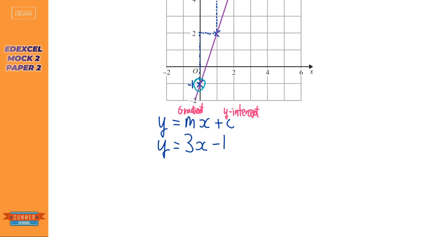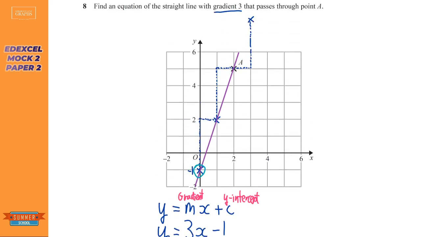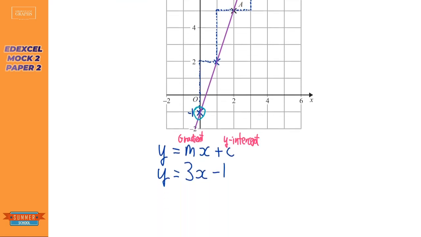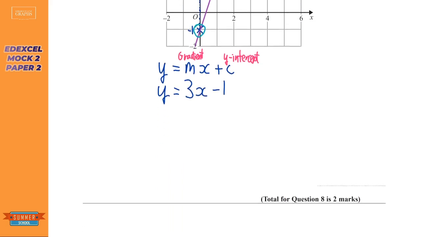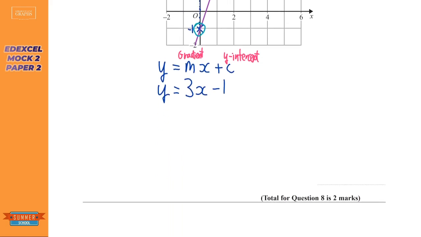So make sure when the question asks you for an equation, always make sure that you write an equation, not an expression. I can see some students writing down just 3x minus 1, but it does ask for an equation.